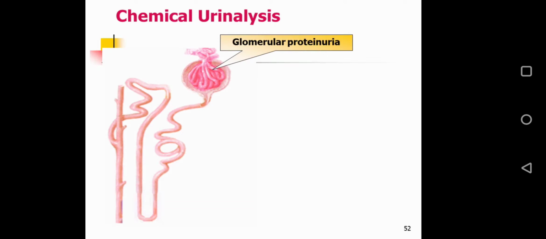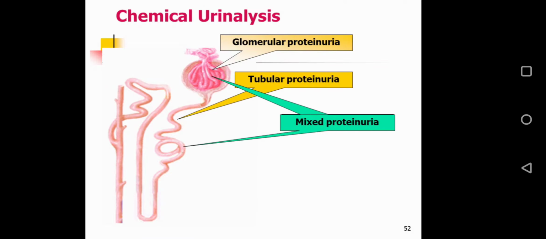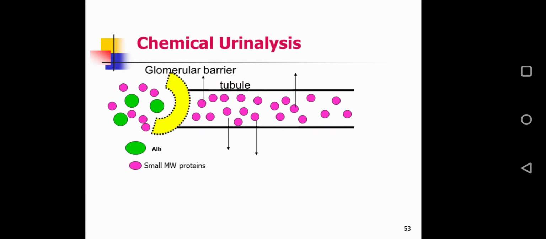Here are 4 types of proteinuria: glomerular proteinuria, tubular proteinuria, negative proteinuria, and overflow proteinuria. So we can use this picture to describe the formation of overflow proteinuria. Abdomen and small molecular weight proteins flow with blood to the glomerulus. Small molecular weight proteins can easily pass through the glomerular barrier. If it exceeds renal tubular reabsorption, it will be found in the urine.